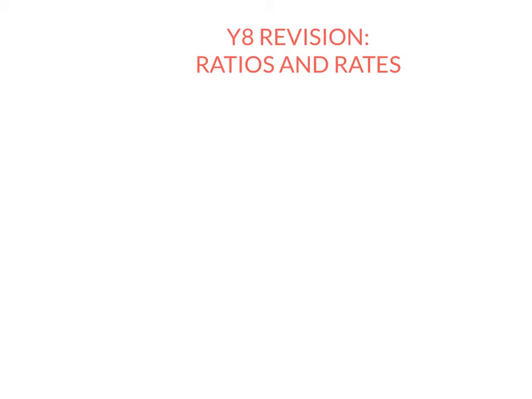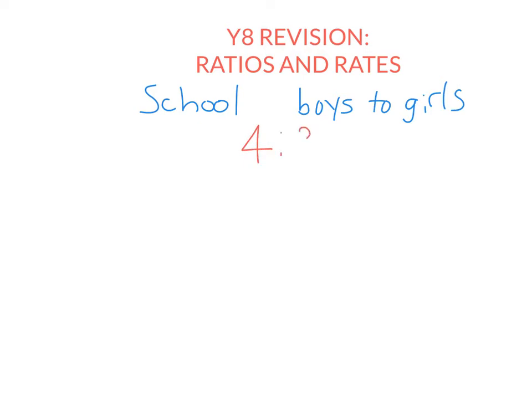So let's say in a school there is a ratio of boys to girls of 4:3. So we write this ratio 4 colon 3. Because boys was written first, the first number in the ratio refers to boys, and girls was written second, so the second number in the ratio refers to girls. So this is a comparison of two quantities, number of boys, number of girls.